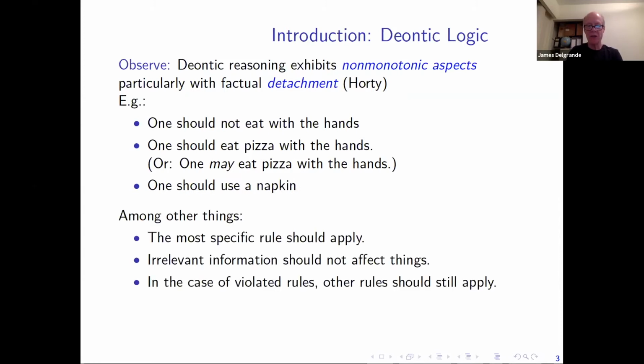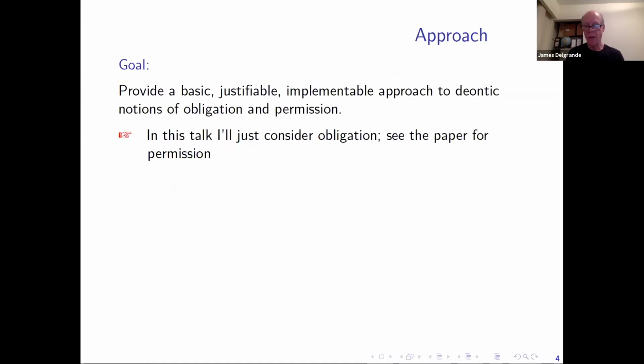So looking at these assertions, some things are pretty clear. We would want to apply the most specific rules. So eating pizza would overrule just generally eating as far as the hands go. Irrelevant information shouldn't affect things. If it's a Thursday and you're outside because of a pandemic, things still apply. And in the case of violated rules, other rules should still apply. If there's no napkins, then you're still eating with or without your hands, as guided by the other rules.